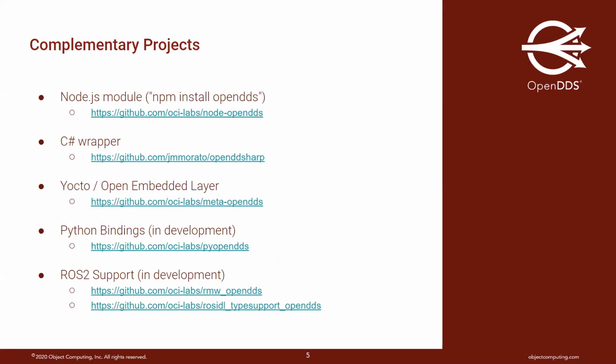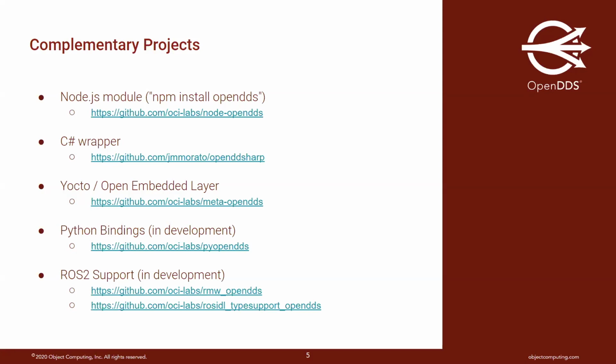They're not part of OpenDDS proper, but they're designed to work with it in various different ways. And so those first two are all about binding to different languages and runtime systems, right? So Node.js for JavaScript, C# for the .NET runtime environment. There's also support for Yocto, also known as Open Embedded, and Python bindings, which is still in a very early phase of development, but it's there, and we're excited about getting some more momentum behind that one.